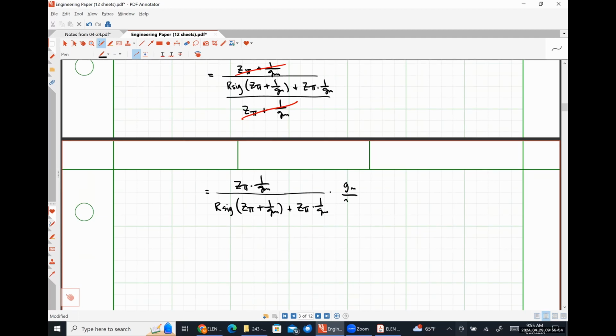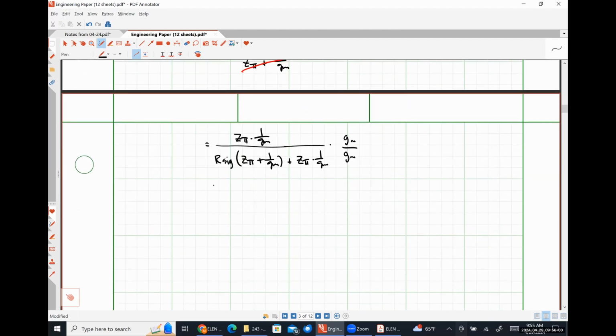And I'm going to multiply this by gm over gm, which, if I did this correctly, and I hope I did, would give me Z pi divided by R sig times 1 plus gm Z pi plus Z pi. James, you're nodding your head like I did this correctly, so I'm going to assume that we are both right. Okay.